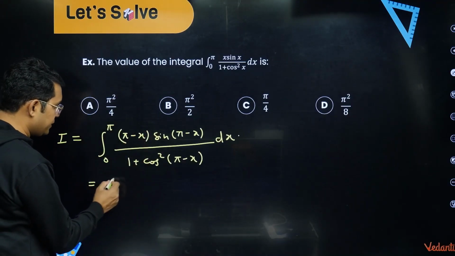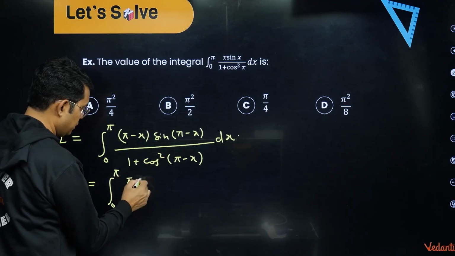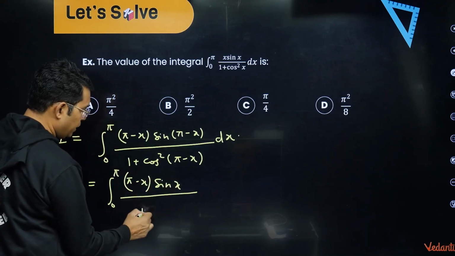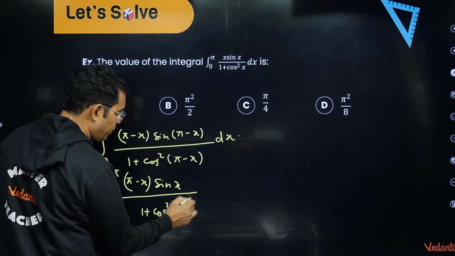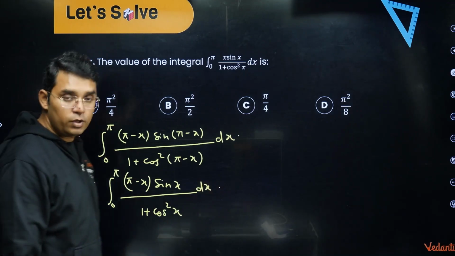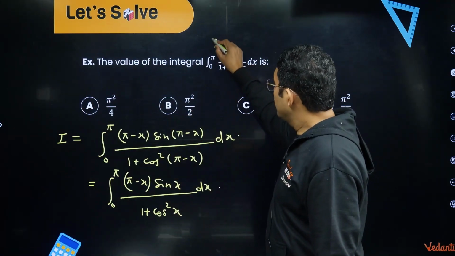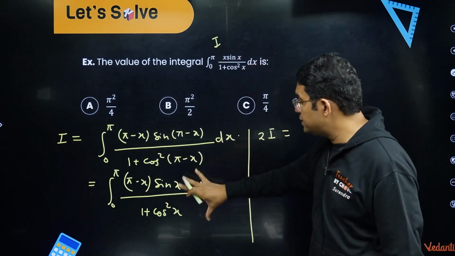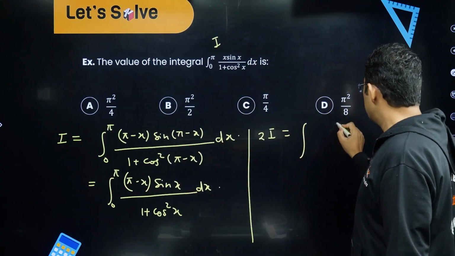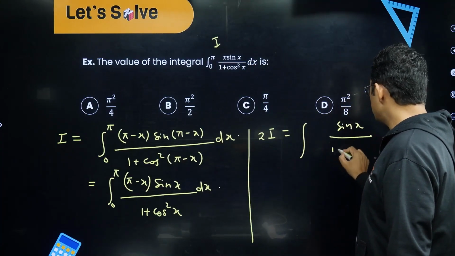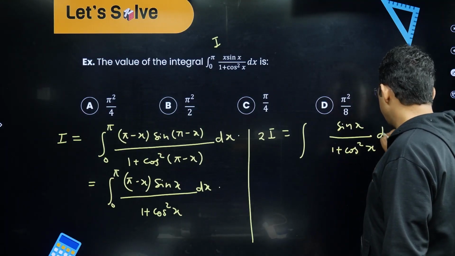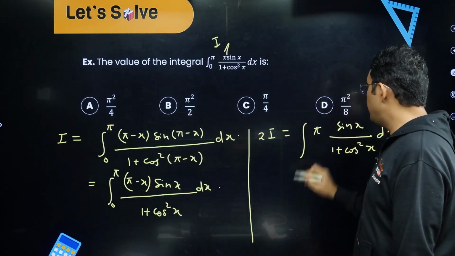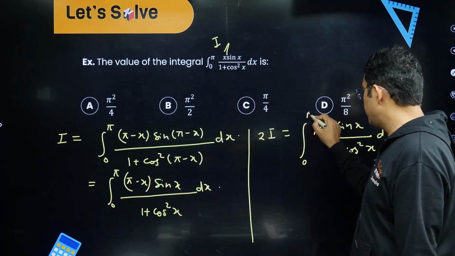But sin(pi minus x) is sin x, and cos(pi minus x) is minus cos x, but because it is with square, that minus sign will not be written. It is the same as cos square x only. Now the given I and this modified I, if you add, that means I plus I is 2I. You can see sin x upon 1 plus cos square x can be taken common, and here you are having x and here we are having pi minus x. So x will be cancelled and we will be getting pi here, and this is from 0 to pi.